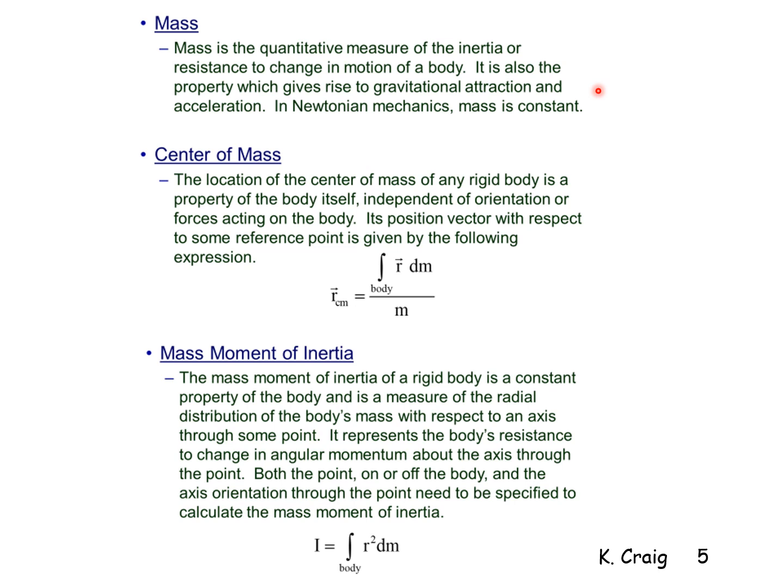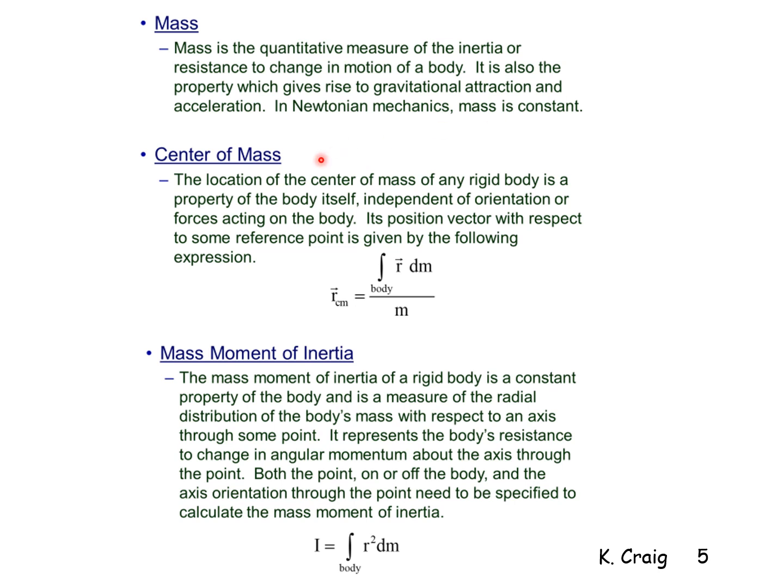That's what inertia is. If a body is very, very large, has a large mass, it is difficult to move it from a state of rest. And once it's moving, it's difficult to stop it from moving. It resists change in motion. That's mass. It's distributed throughout the body. It's constant.